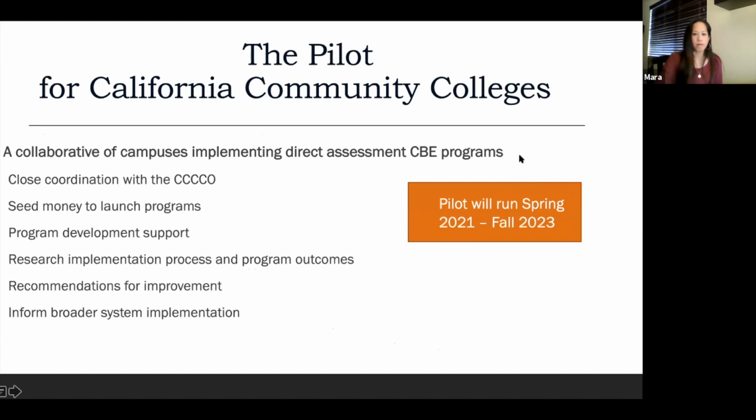Okay, this is the way that they want to have the pilot go. There's going to be a collaborative of campuses. I don't know how many, but they'll work in close coordination with the CCCCO, the Chancellor's Office. They're going to be given some money to launch these programs. A lot of times we complain that there's no money to do these things, but there's money attached to this. There's support, some program development support. Research has already been, I think, integrated into the plan. And then they'll gather recommendations for improvement and inform the broader system once the pilot is running. And then there's the dates. Okay.